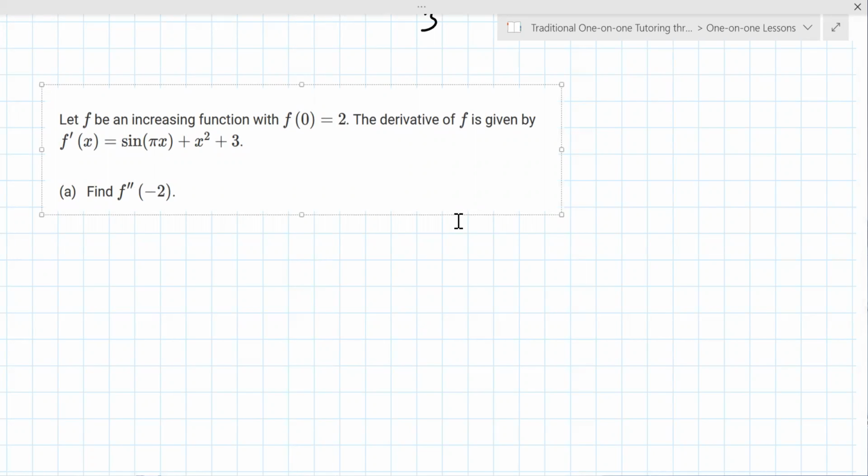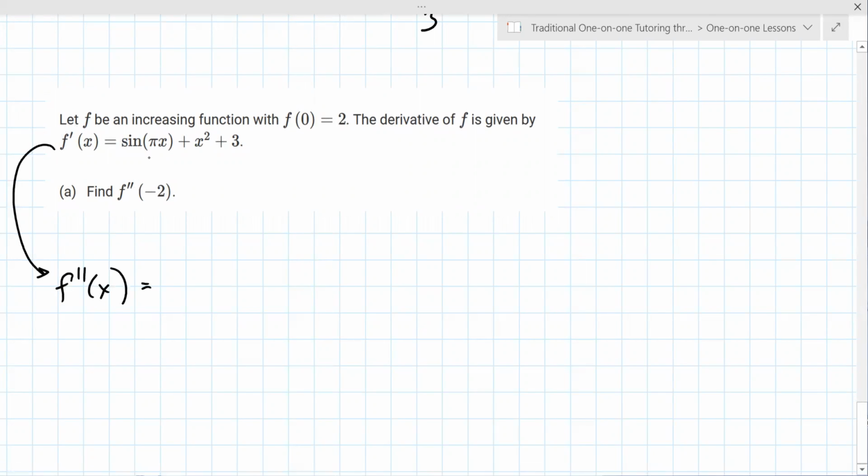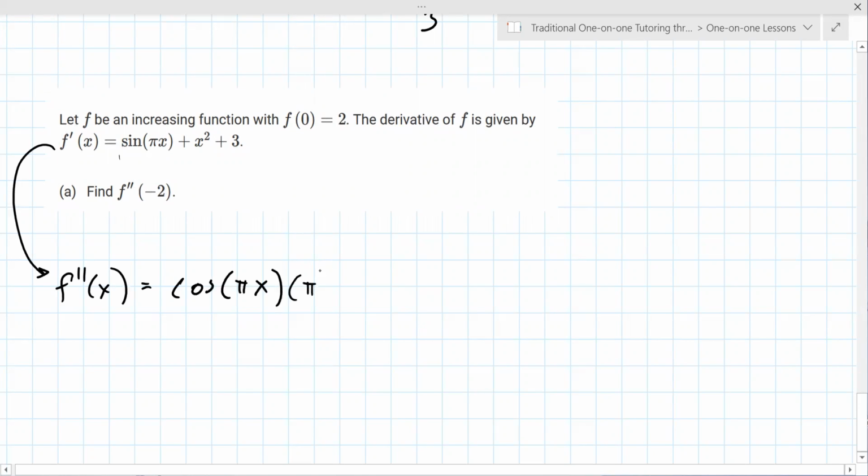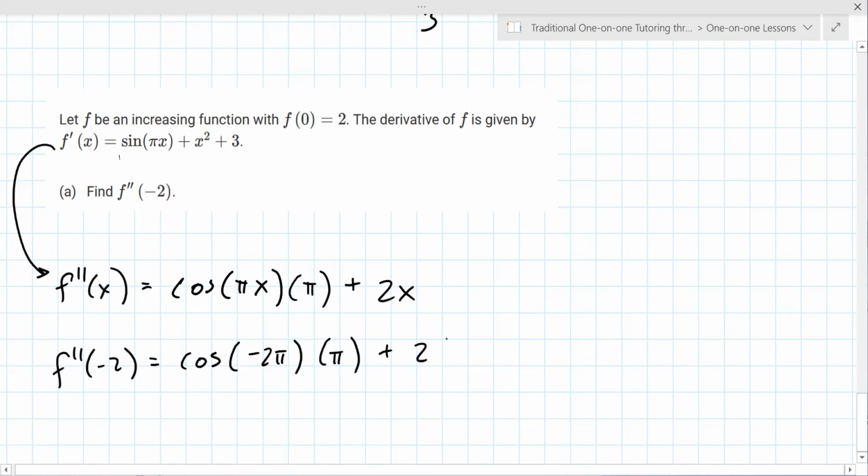So you have to find a second derivative, which means you have to find a first derivative. But they already give you the first derivative, so you're already kind of all the way there. So f double prime of x is, what's the derivative of sine? Cosine, keep the inside function, times the derivative of pi times x. It's pi. Plus, what's the derivative of x squared? 2x, and you're good. So now f double prime of negative 2 equals cosine of negative 2 pi times pi plus 2 times negative 2. So I just put that value in for x and brought the pi over.